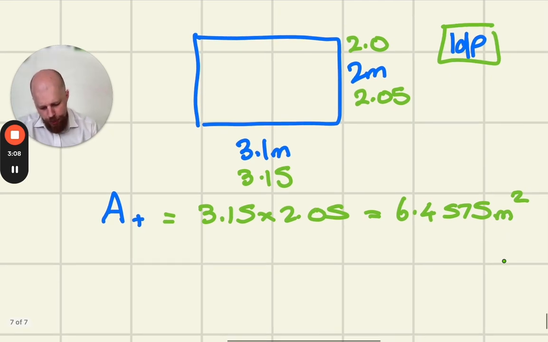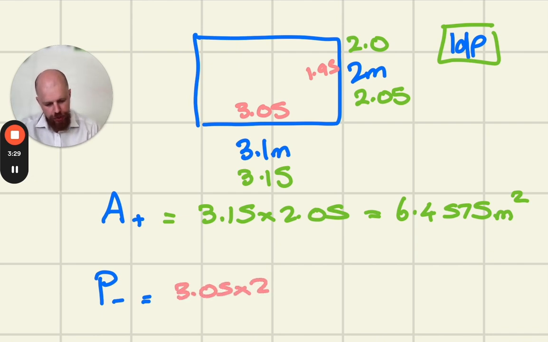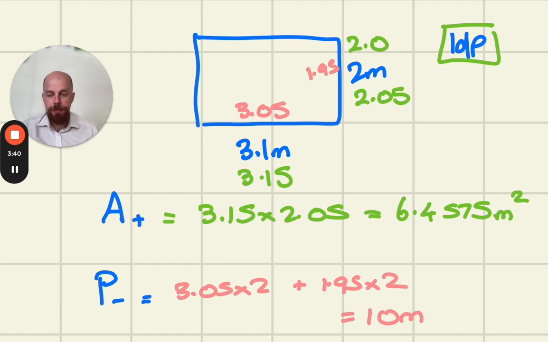Let's have a look at the lower bound for the perimeter, because it's effectively the same thing. To find a lower bound of the perimeter, find the lower bound of each of the measures. So the lower bound of the width would be 3.05, and the lower bound of the height would be 1.95. We then just add all four of them up. So we do 3.05 times 2 plus 1.95 times 2. We put that in our calculator, and we get 10 meters. That is an approximation for the lower bound of the perimeter, if our measurements are correct to one decimal place.